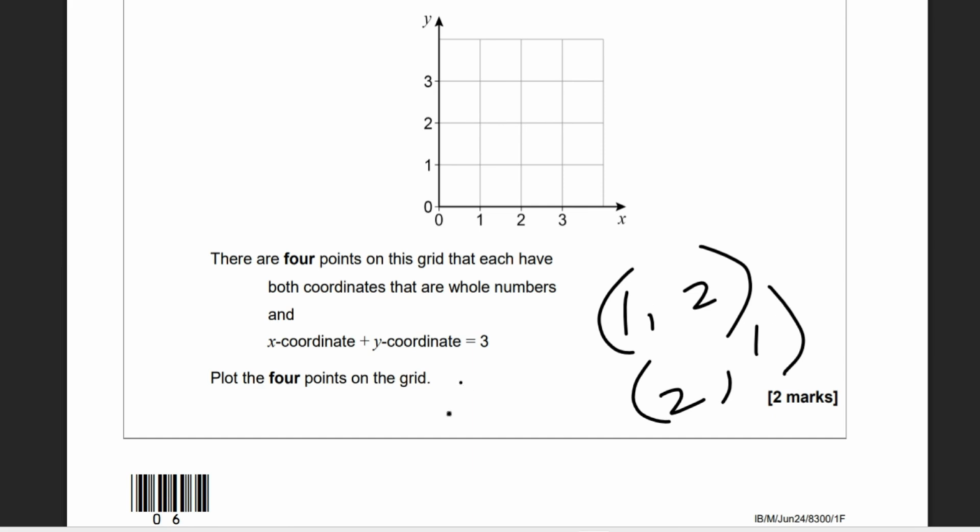Then you can also have 0, 3, and then 3, 0. So you're going to mark these points on the coordinates. 1, 2 is somewhere here, exactly. 2, 1 here, 0, 3, and 3, 0. We will need something like a straight line. So those are the points.